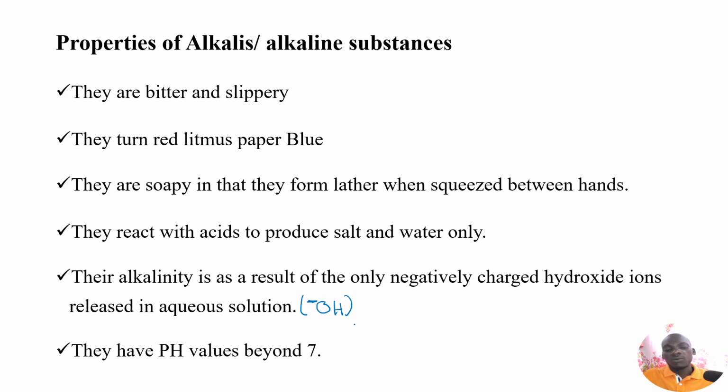Remember, as we are talking of the pH scale, I know we shall talk about it. When it's at 7, that means that the pH is neutral. Above 7, that is alkaline. Then below 7, it is acidic or acidity.